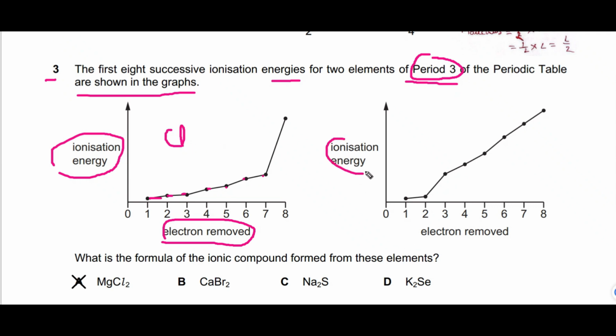And for the other ionization energy graph, electron removed, that means 1, 2. The outer shell has 2 electrons, so group 2 is magnesium in period 3. What is the formula of the ionic compound formed from these elements? Magnesium and chlorine produce magnesium chloride. This is the answer.